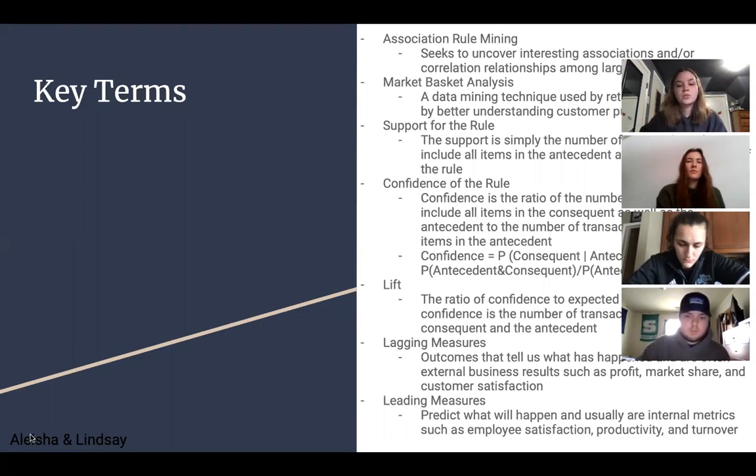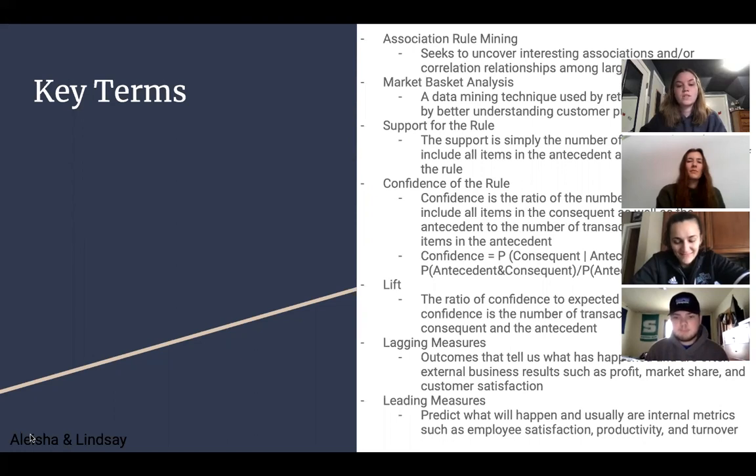Then association rule has two numbers that express the degree of uncertainty about the rule. The first number is support for the rule. The support is simply the number of transactions that include all items in the antecedent and consequent parts of the rule. The second number is the confidence of the rule.